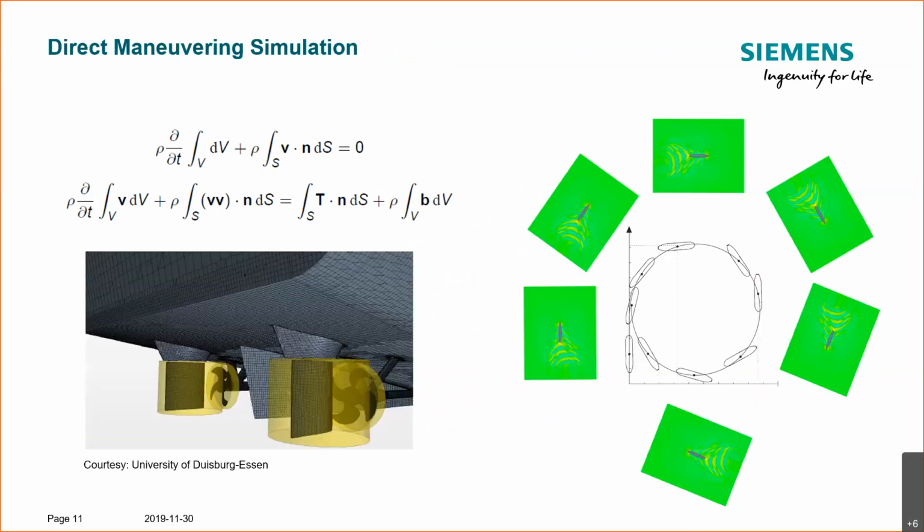So let's go back to the direct maneuvering simulation. As I mentioned, this draws upon the numerical solution of the Navier-Stokes equations. Most often this will be based on Reynolds-averaged Navier-Stokes equations. And basically this will feature a full-on modeling of the ship and its appendages, as you can see here in the lower left-hand side picture.